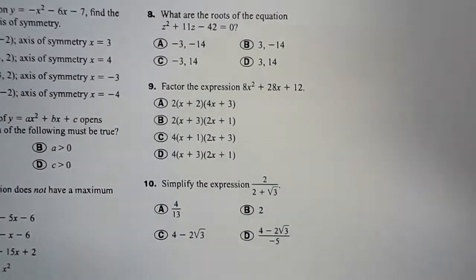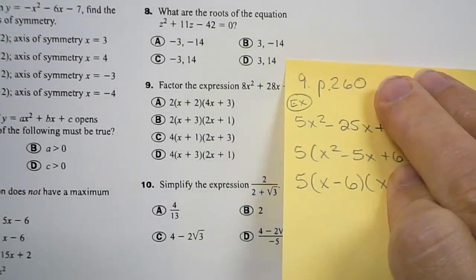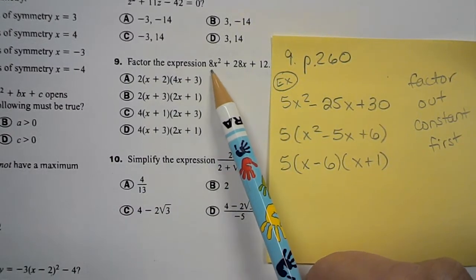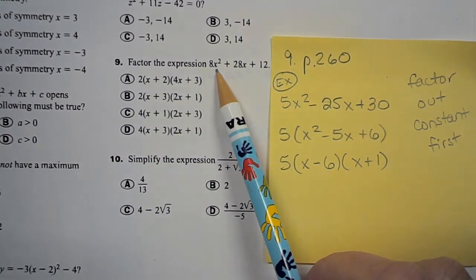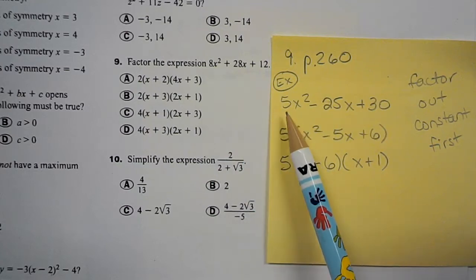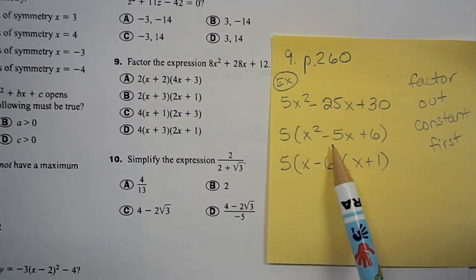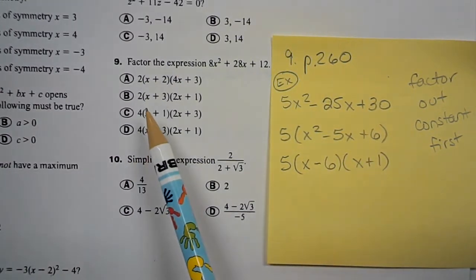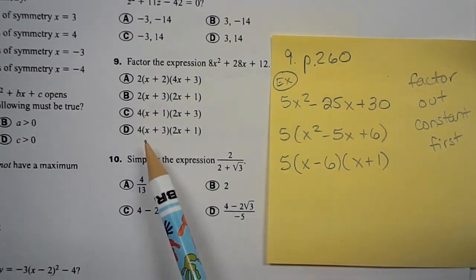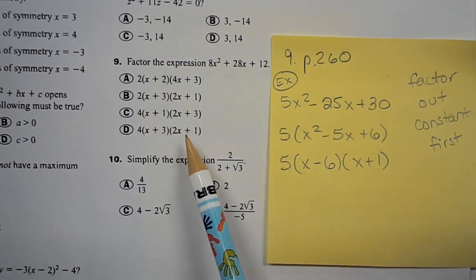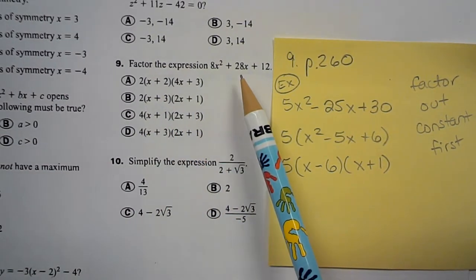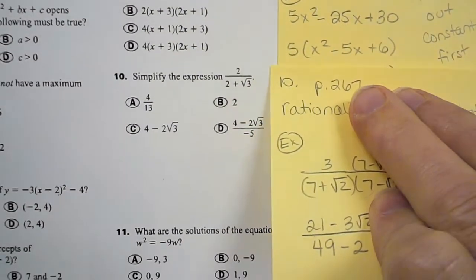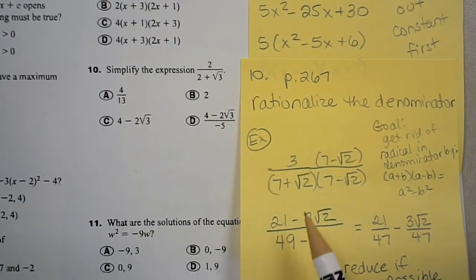Okay, number 9, there's helpful hints on page 260. And it tells you how to factor an expression. When you have a coefficient for x squared, you want to make sure that you try to reduce it as much as possible. So like in this case, I divided everything by 5 to try to simplify it, and then I simply factored out the other. So you want to make sure that you factor out your constant first, and then whatever's left should result in the equation up here.